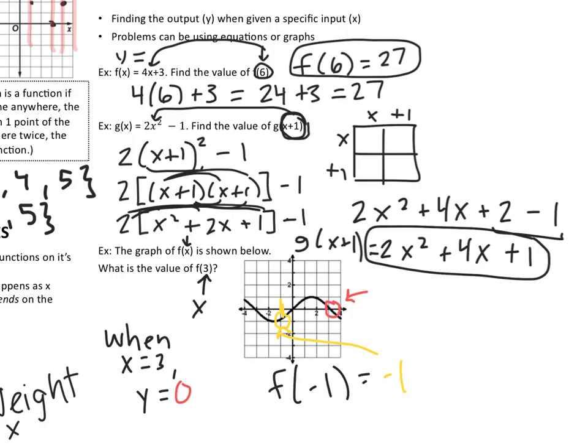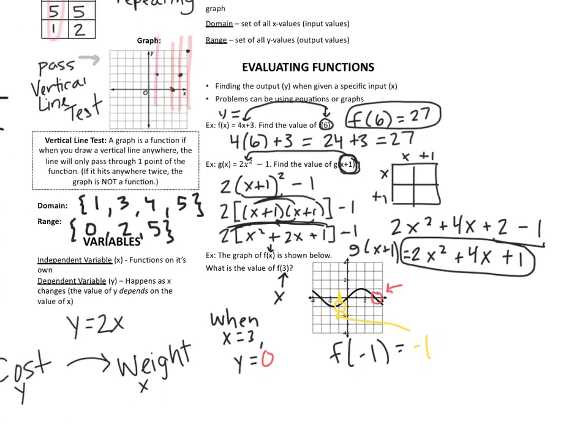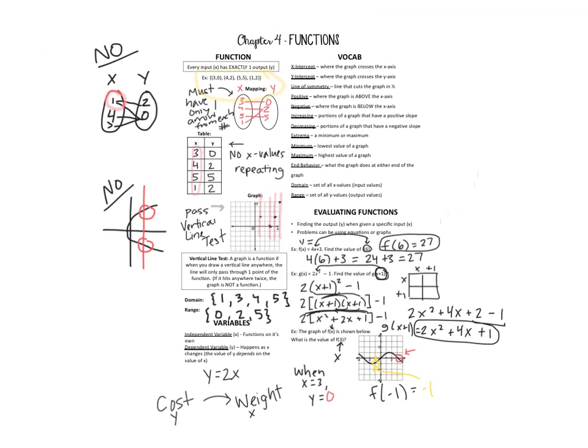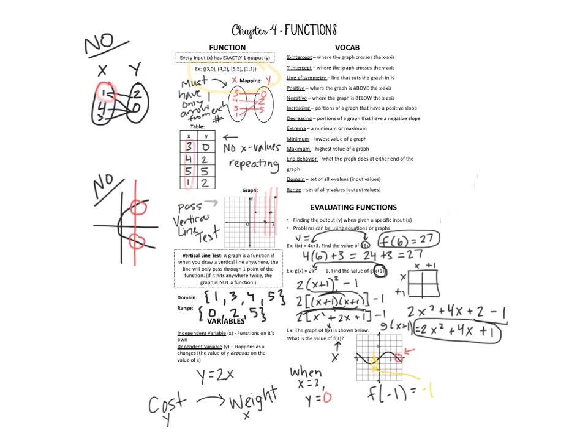In summary, for this chapter, I'm going to zoom out here. It's really important that you know inside and out that a function is when every input x has exactly one output y. It's also very important that you can move back and forth between the words input, x, and domain. All of those words mean the same thing, and the same goes for output, y, and range. All of those words will be used interchangeably, so you really need to know that vocab.